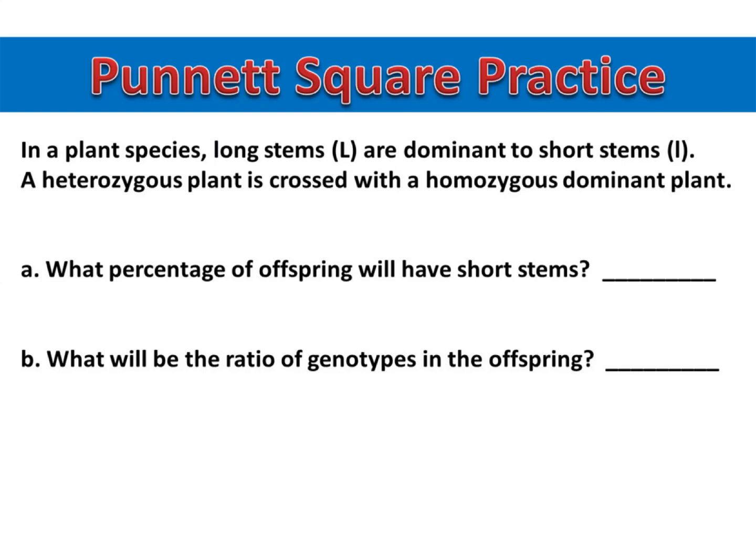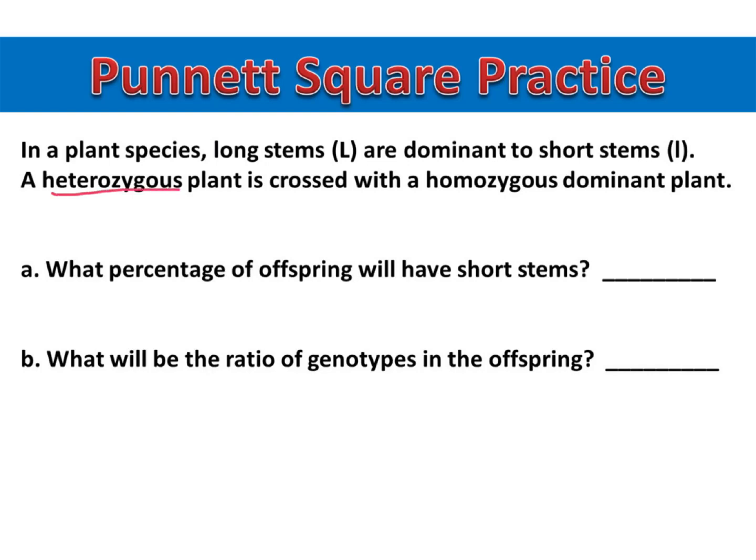In a plant species, long stems, capital L, are dominant to short stems, lowercase l. A heterozygous plant is crossed with a homozygous dominant plant. Then I want to know what percentage of offspring will have short stems and what will be the ratio of genotypes in the offspring. Well, the first thing I need to do is figure out the genotypes of both of my plants.